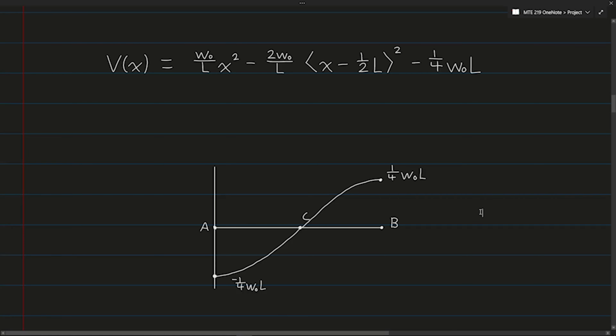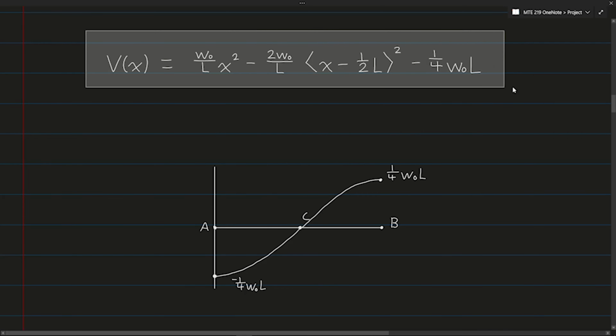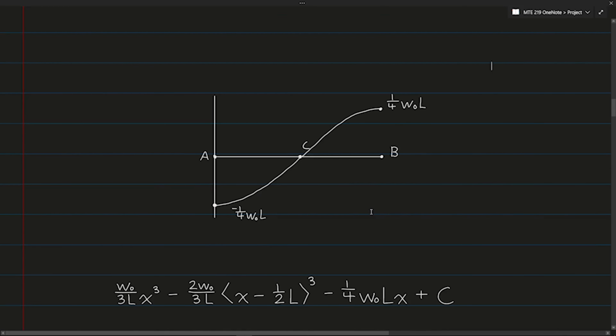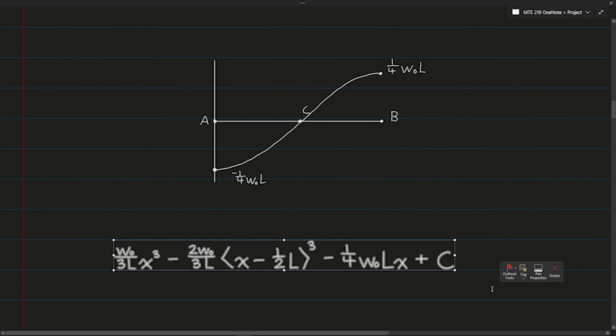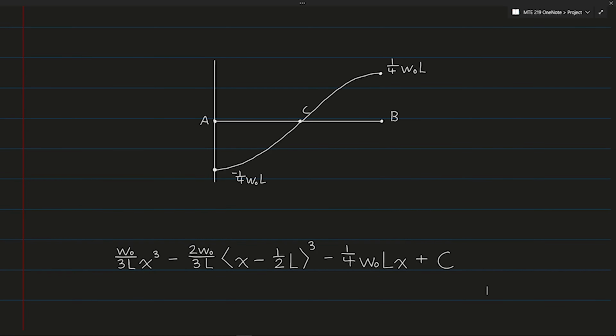Finally, we want to obtain a function for the bending moment in the beam. And to do this, we integrate this function again. And when we do so, using the same integration rule, we get this expression, and we have a new integration constant.